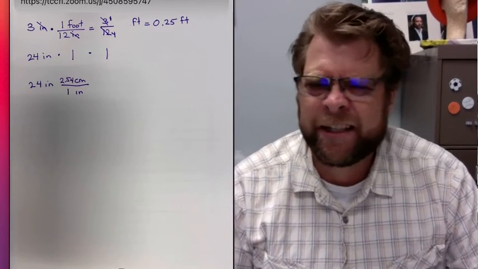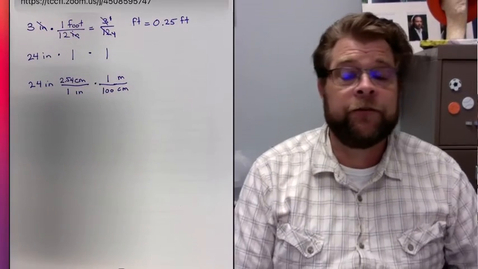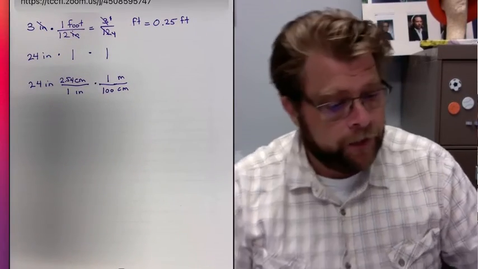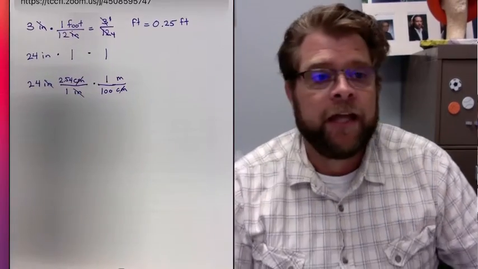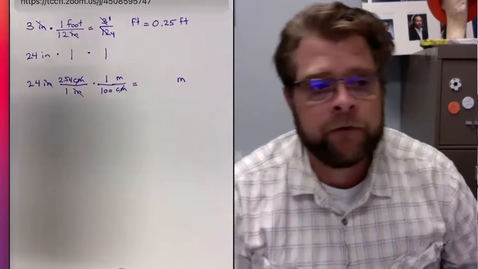But I wanted it in meters. So I'm going to multiply it by 1 again. Centimeters on the bottom, meters on the top. 1 meter is the same thing as 100 centimeters. And so now my inches cancel and my centimeters cancel. And the only thing I'm left with, unit-wise, is meters.